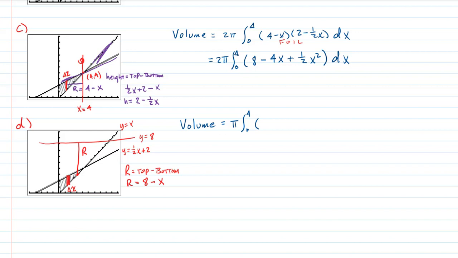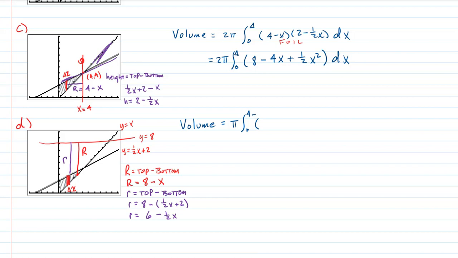To get the inner radius, we look at the distance from the axis of revolution to the inside of our shaded region. And so, once again, we're going to be looking at the top function minus the bottom function. The top function is still going to be 8, and the bottom function is going to be 1/2 x plus 2. When we distribute the negative and combine like terms, we're going to get negative 1/2 x plus 6. So I'm just going to write 6 minus 1/2 x. 8 minus 2 is 6 minus 1/2 x.